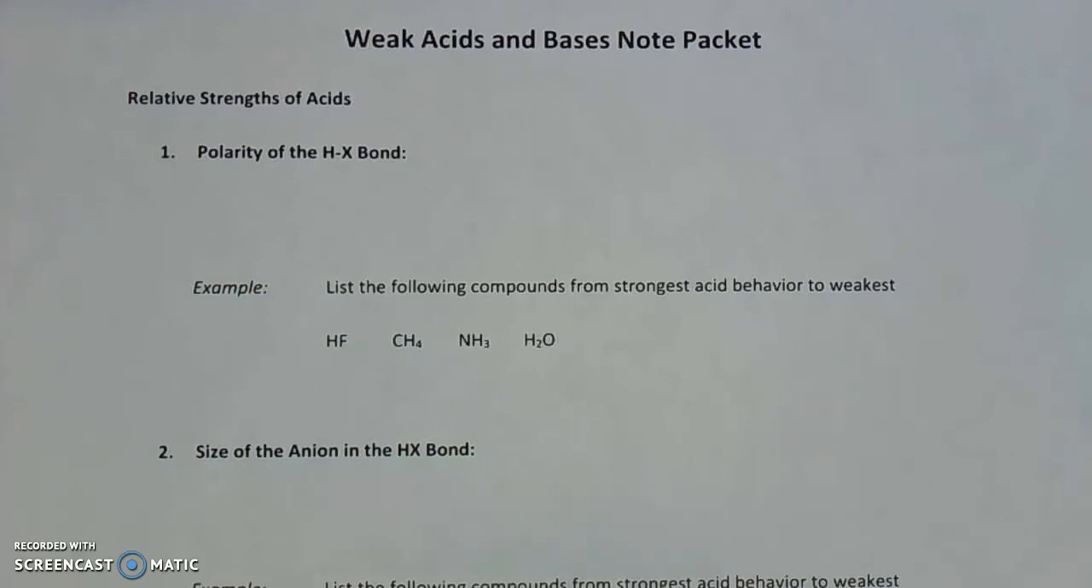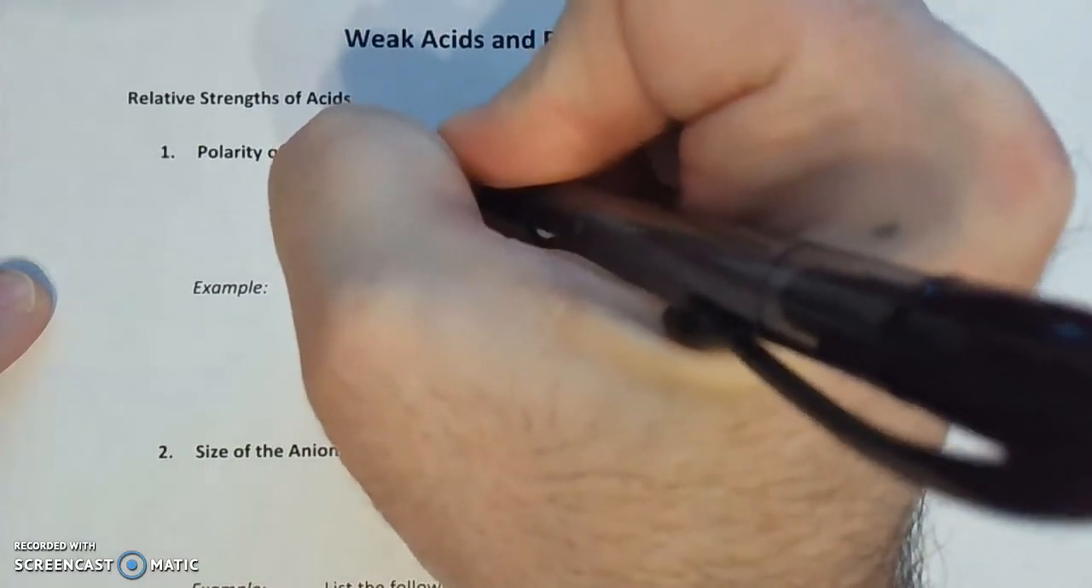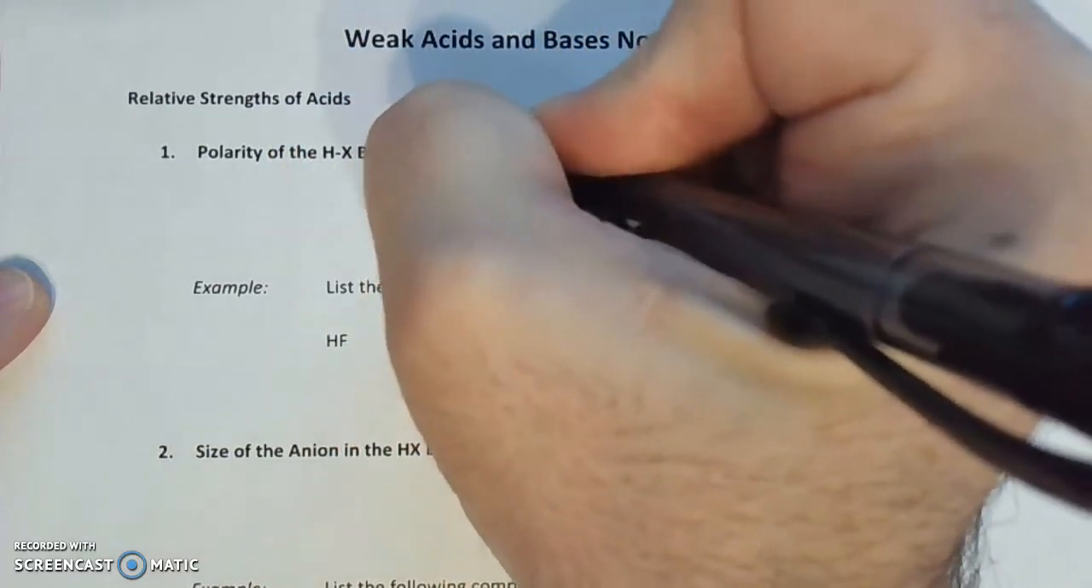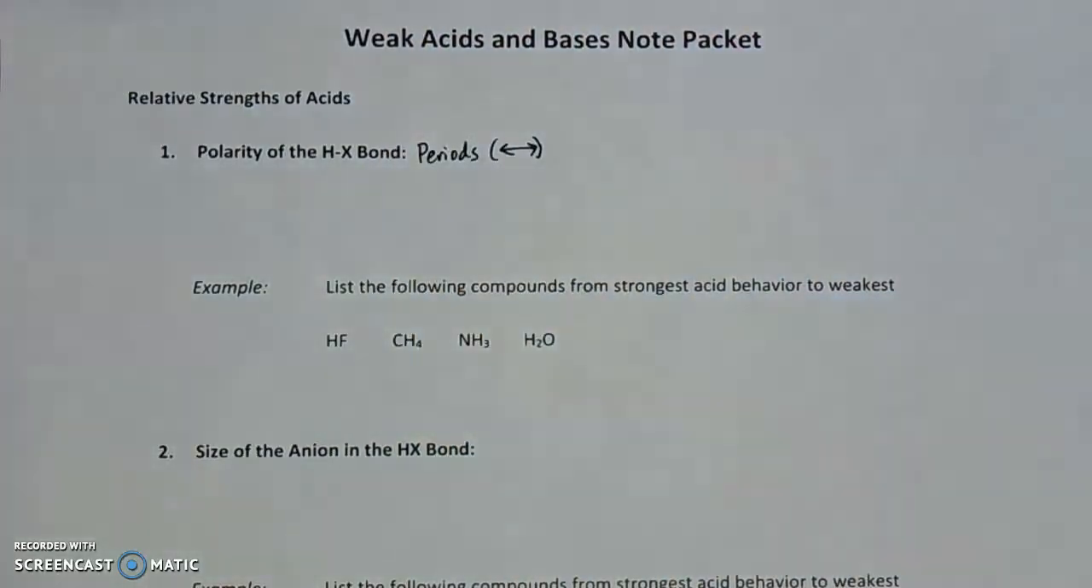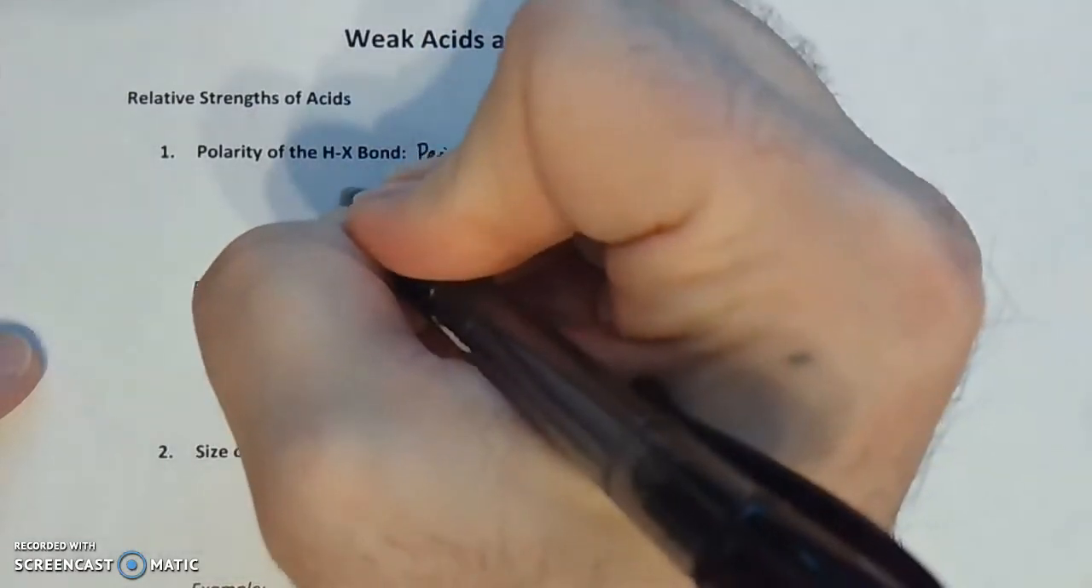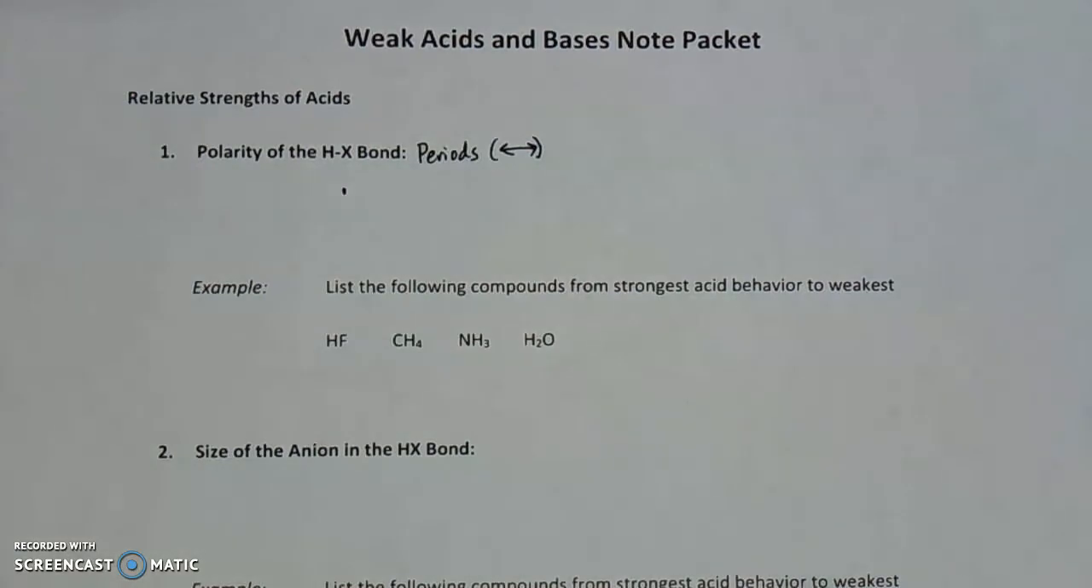So the first thing that we're going to look at is the polarity of the bond between the hydrogen and whatever other element it's attached to. So we are looking at periods on the periodic table here. So those are the horizontal rows. So basically, when we're looking at polarity, if you know that fluorine is the most electronegative substance, then that is going to help you with a lot of these different things.